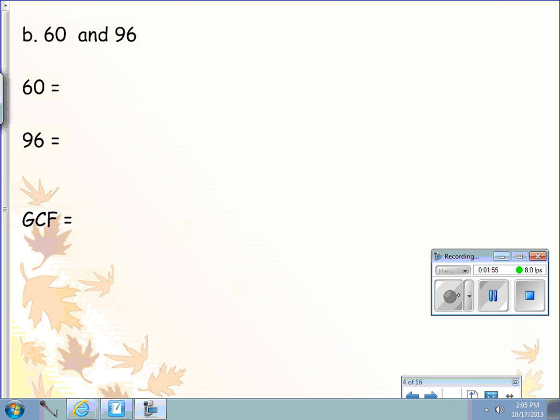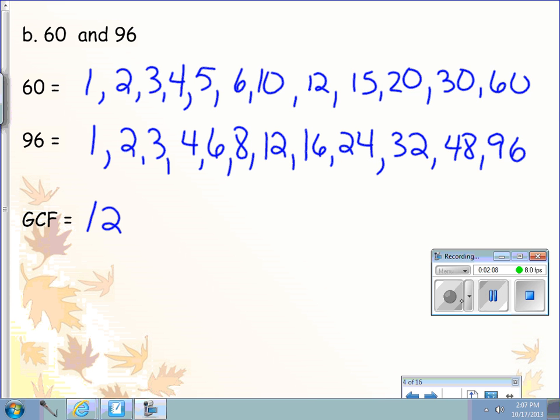Now we're going to list the factors for 60 and 96 and find the greatest common factor. Again, they're getting increasingly more difficult. So I'm going to list the factors up there, then we're going to do the greatest common factor. As I've listed the factors for those two numbers, we found the greatest common factor of 12. But sometimes there's room for error when you have to list each of the factors.